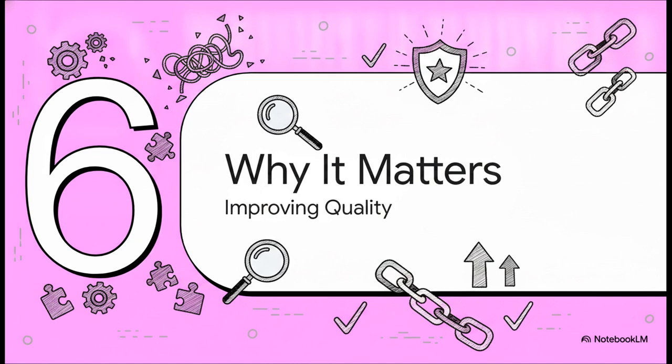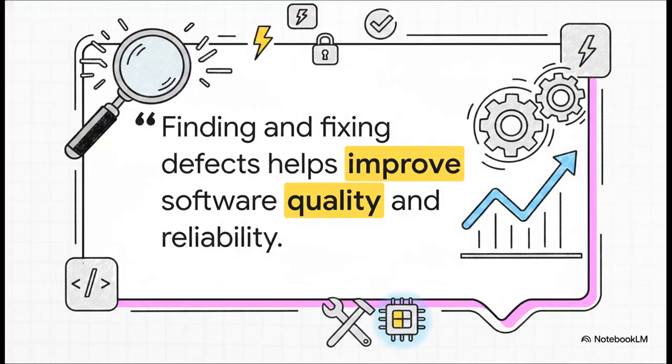Finally, Section 6, Why Finding Defects Matters. Let's slow down a bit to capture the overarching takeaway of our explainer. It really all comes back to this core truth from our source material. Finding and fixing defects helps improve software quality and reliability. Every single time a developer tracks down a syntax error, or patches a scary security vulnerability, or streamlines a clunky performance issue, they are closing that gap between expectation and actual reality. They're directly elevating the quality and the reliability of the digital tools we rely on every single day.